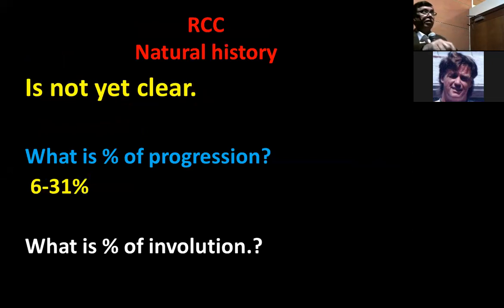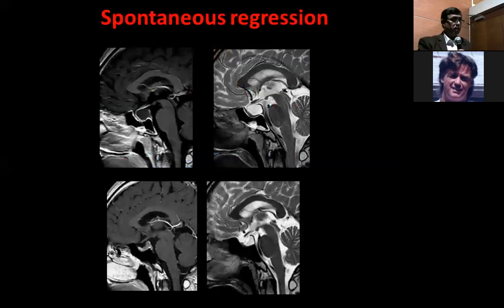What's the natural history? As you said, it is very common on autopsy cases. So what is the natural history? It's not yet clear. We don't know what exact percentage will grow and what exact percentage will remain as it is. But the reported incidence in the literature is that 6 to 31% will progress. What about involution? Do they just disappear? Some cases are described where they just disappear.